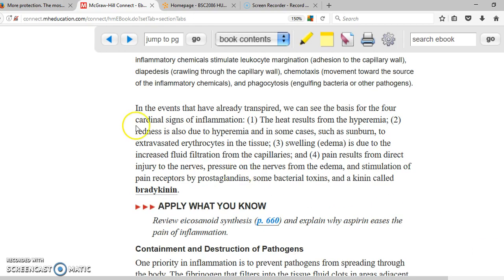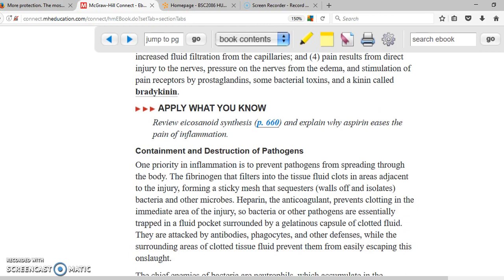Again, we have here the cardinal signs of inflammation. We already talked about it. Containment and destruction. This is something that I'm not sure you need to know for this class, but I'm going to talk about it just a little bit. There's one very important factor right here, which is fibrinogen. Fibrinogen is going to start depositing around the area where the infection is, and it's going to form something like a lake. The fibrinogen is going to be the borders of the lake, and in the middle you're going to have blood, and heparin is going to be released into this area where the blood is.